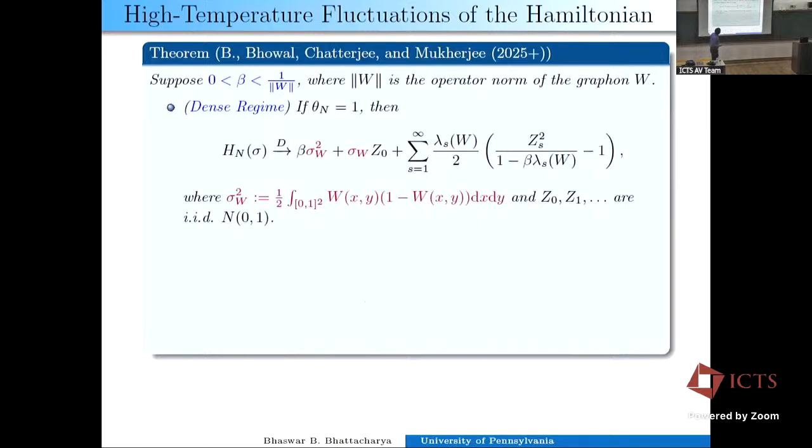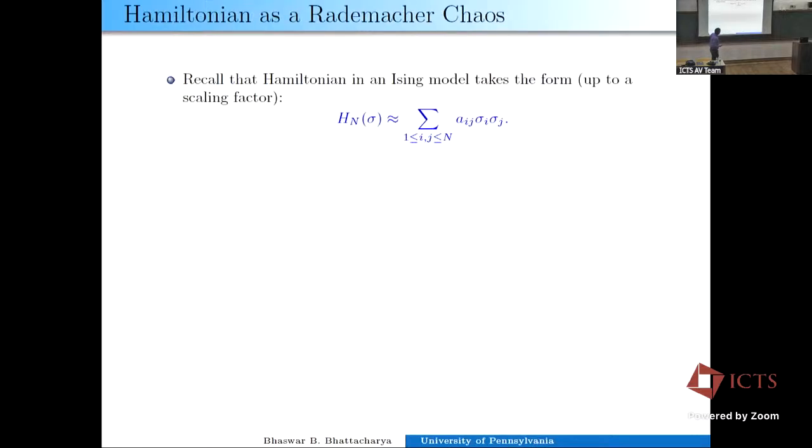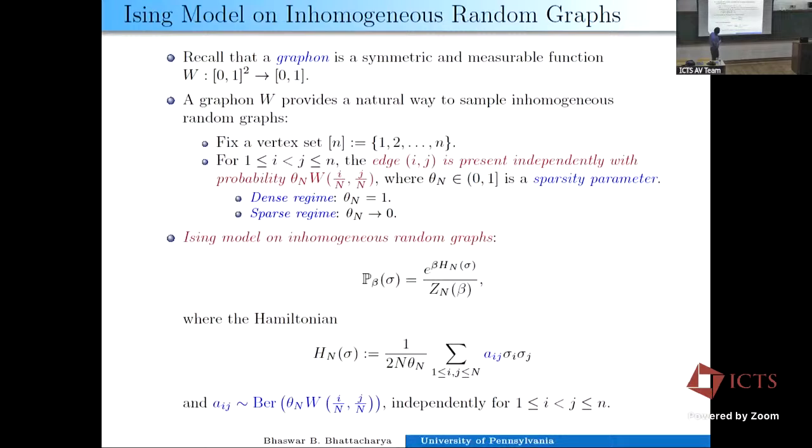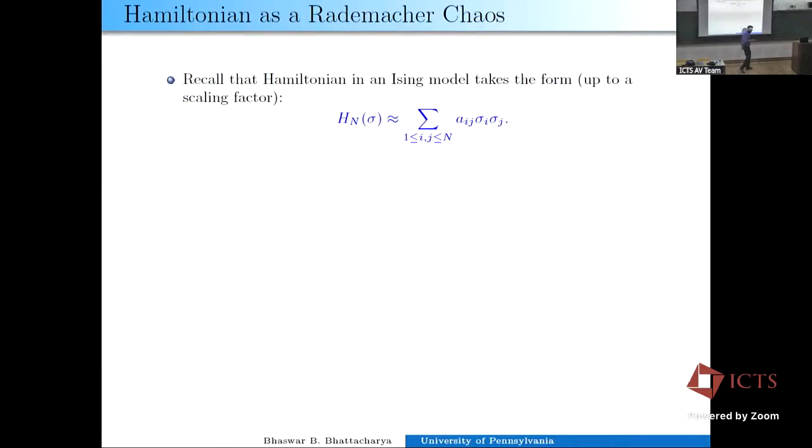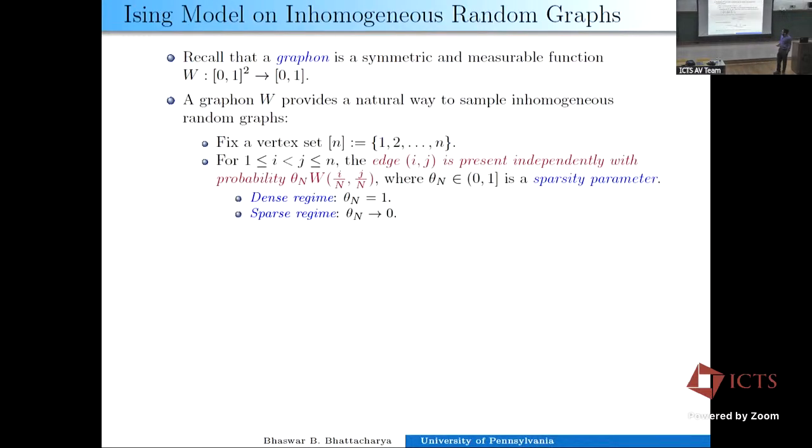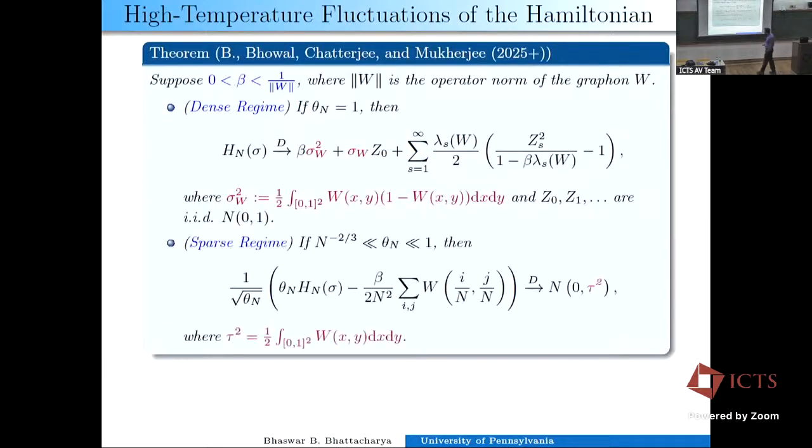Theta n is the sparsity parameter. So every edge is present with probability theta n w_ij over n, right? So it's not a dense graph. You can make it sparse. Yeah, that's a good point. So we can only allow n to the power -2/3. We think much, much bigger than 1 over n should work, but that's a technical requirement.